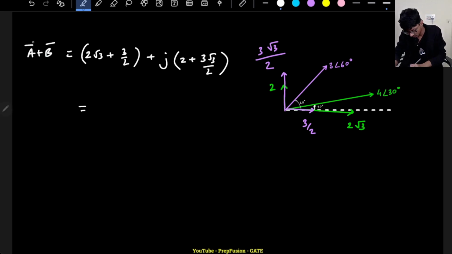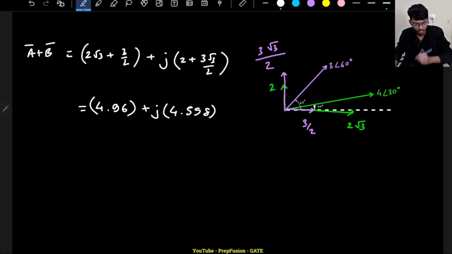Okay, a plus b. So we represent phasors like this. We put a bar or arrow, any one of them. It is just like vectors, correct? So generally we put a bar only. So this will be 2 into root 3 plus 1.5, which is 4.96 plus j, 3 into root 3 divided by 2, 2.6 plus 2, 4.598. Okay, these are the two components. 4.96, am I correct? Let me just quickly check. 4 cos 30 will be root 3 by 2. Okay, yeah, this is correct only.